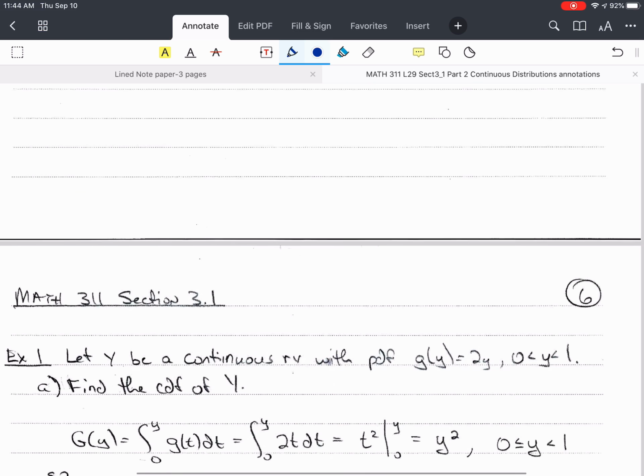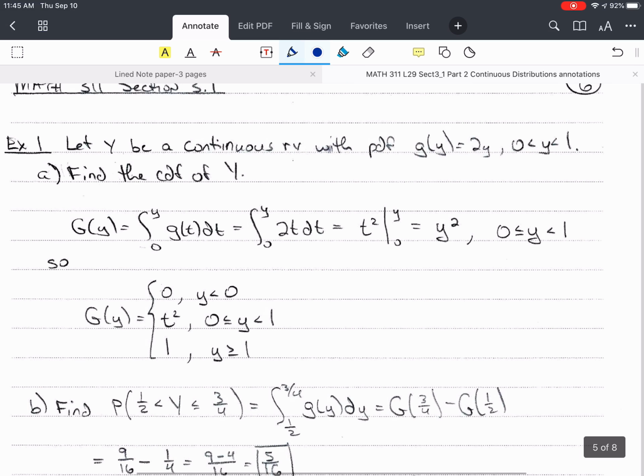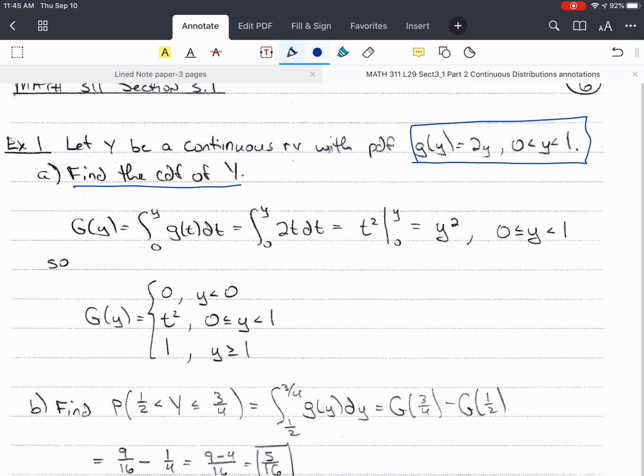So let's go ahead and do some examples. We're going to let y be a continuous random variable with a PDF g of y equals 2y, where y is between 0 and 1. Remember that just like for the PMFs, when you do a problem, you need to write down the PDF, and that needs to include the support of x. Find the CDF of y is our first task.